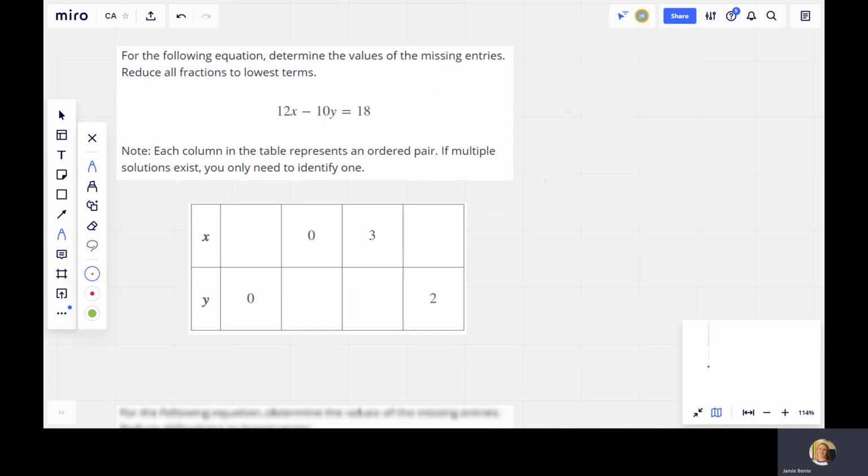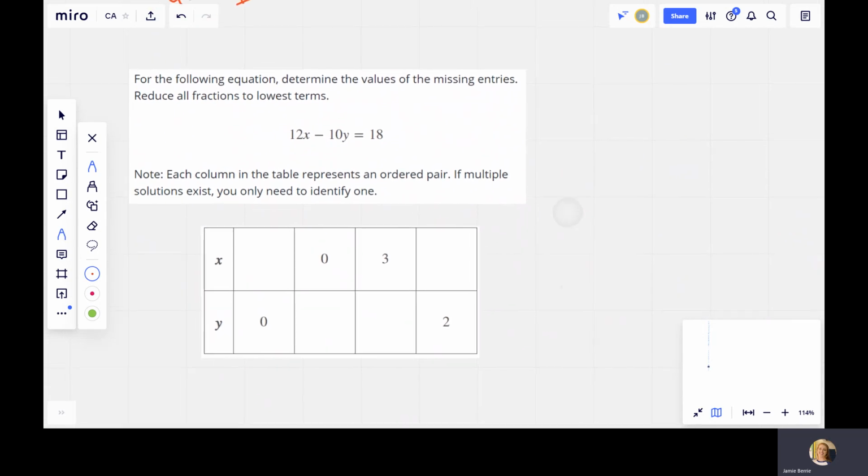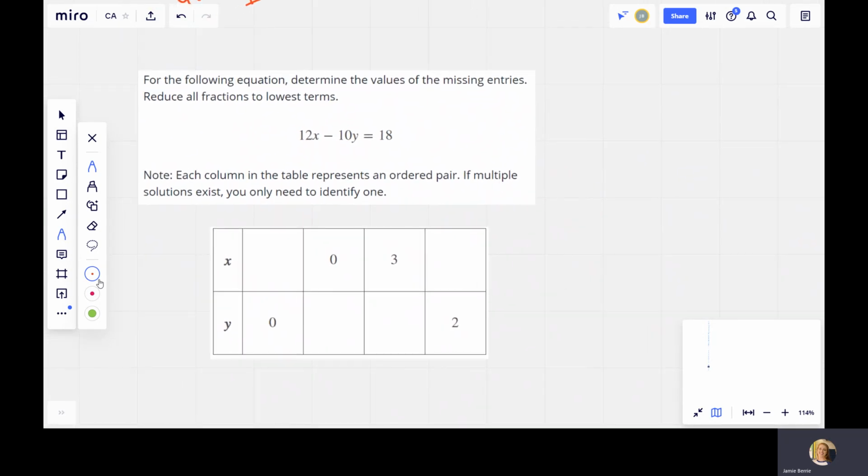All right, so let's look at this one. This is number 2. For the following equation, determine the values of the missing entries. Reduce all fractions to lowest terms. Okay, so our answers may be in the form of a fraction. All right, so it says, here's our equation, 12x minus 10y equals 18.